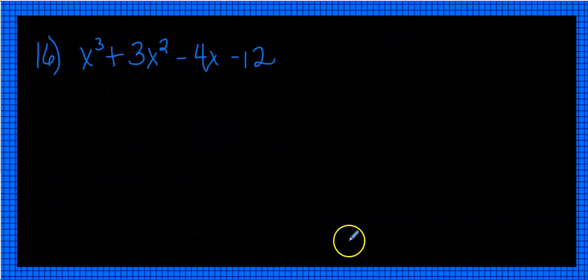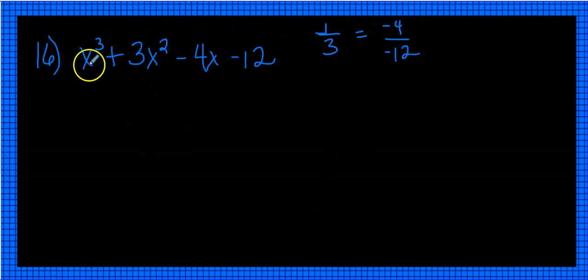Okay, 16, I have another 4-term polynomial. And 1 to 3 does equal -4 over -12. That equals 1/3. So I can group these. When I group them, take out greatest common factor. This one's going to be an x squared again.